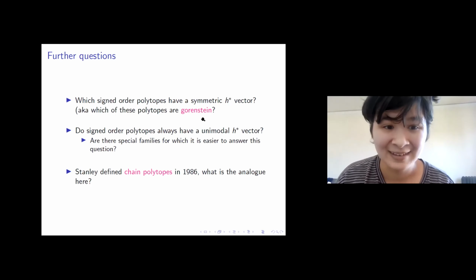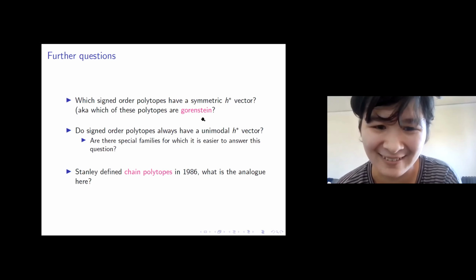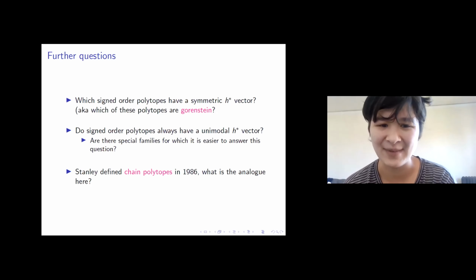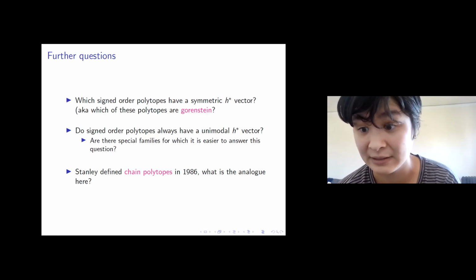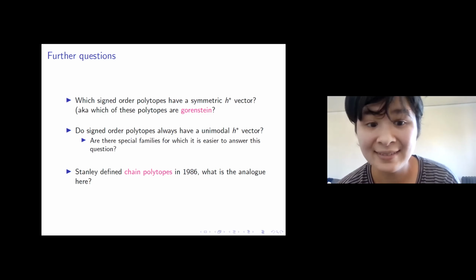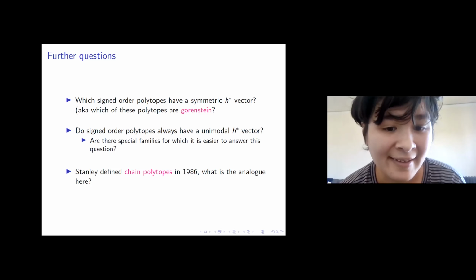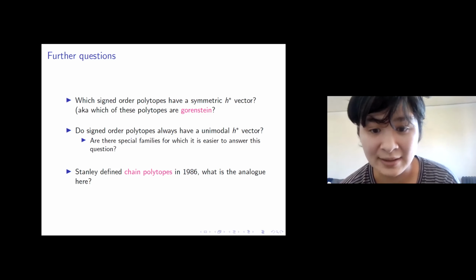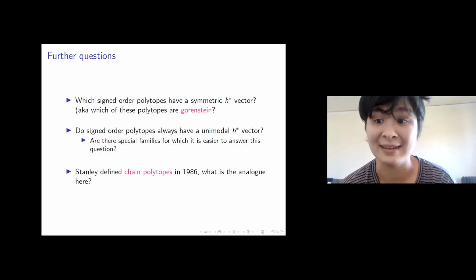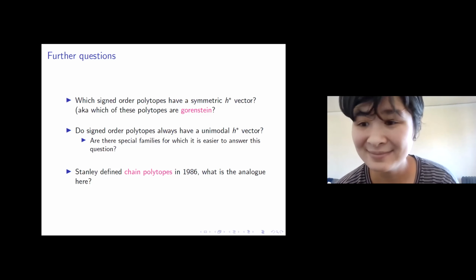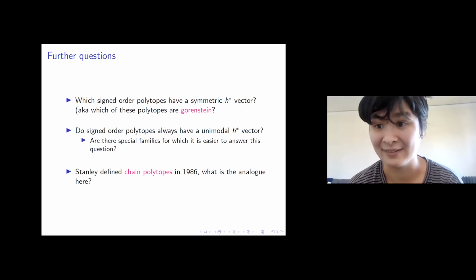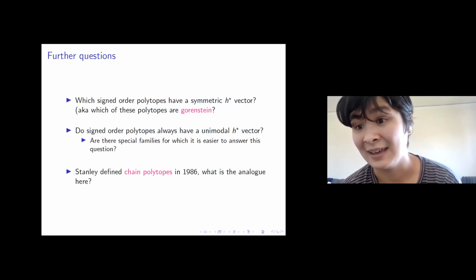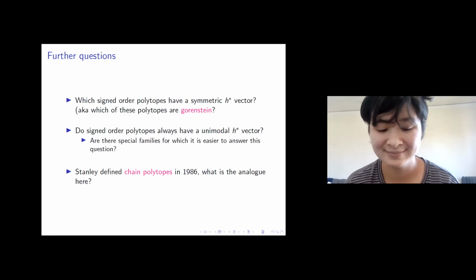I'd also really, this is the big ambitious question, I really want to know if there are any special families of signed order polytopes in which it's easier to answer the question. The big question is: is the H-star vector unimodal? And then lastly, Stanley defined order polytopes and chain polytopes in 1986. So chain polytopes is another polytope that comes from posets. So I also would like to think of an analog in the signed poset case.